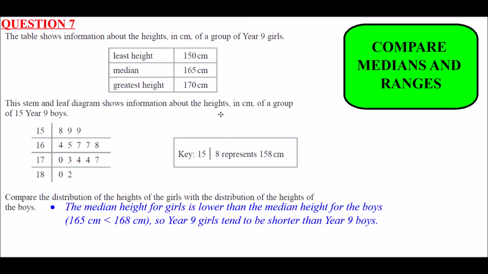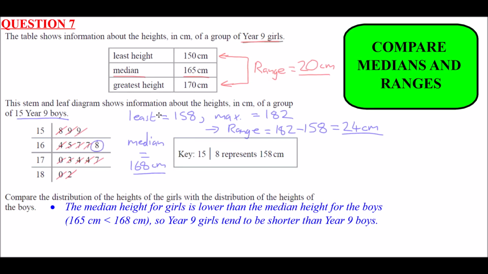Okay, I'll put the information back up as well in case you missed it from the other slide. So here it is again, just so you can see it all. So the median height for the girls is lower than the median height for the boys. So Year 9 girls tend to be shorter than Year 9 boys, or you could say Year 9 boys tend to be taller than Year 9 girls, whichever way around you want to do it.